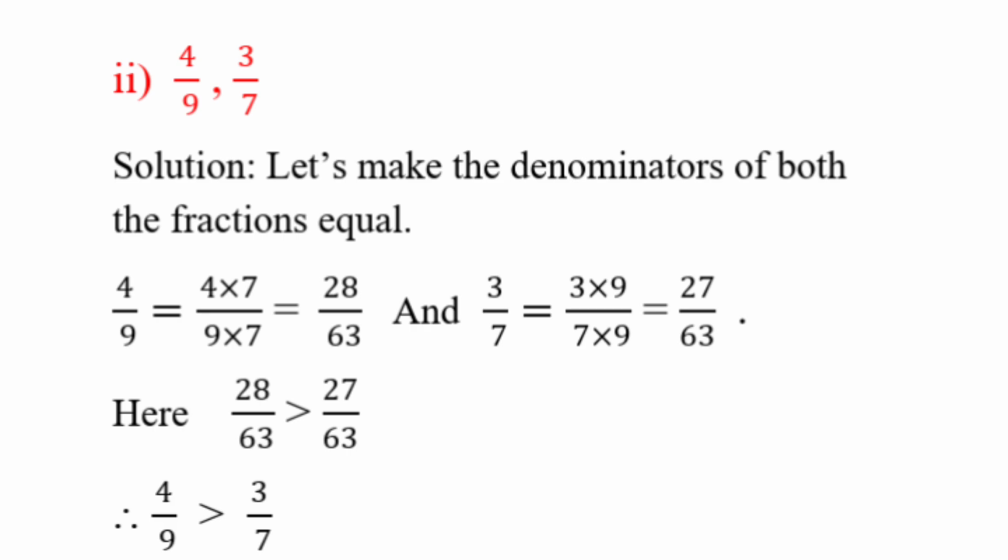So we make the denominators common and then we have the fractions: 9 7s are 63, then the numerator will be 4 7s are 28. And in the second fraction 7 9s are 63, so the numerator will be 3 9s are 27. After making the denominators the same, we have fractions 28 by 63 and 27 by 63. So 28 by 63 is greater than 27 by 63. Hence the fraction 4 by 9 is greater than 3 by 7.